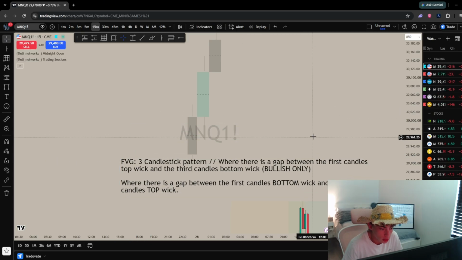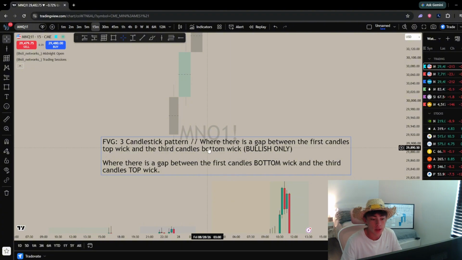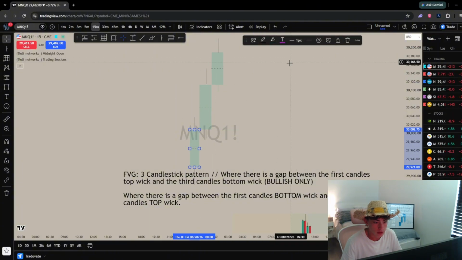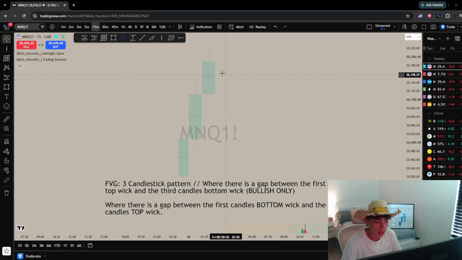So write this down in your notebook. A bullish fair value gap is where there is a gap between the first candle's top wick, remember, we're talking about candlesticks, the bodies, the anatomy, all that stuff, versus the third candle's bottom wick. Oh, I forgot to add the wick for this candle. So, it is the space between the first candle's top wick and the third candle's bottom wick. And we can observe this: top wick of the first candle, bottom wick of the third candle.